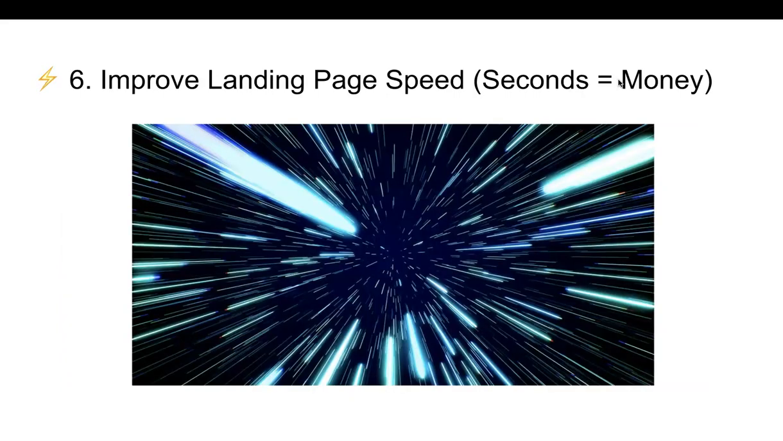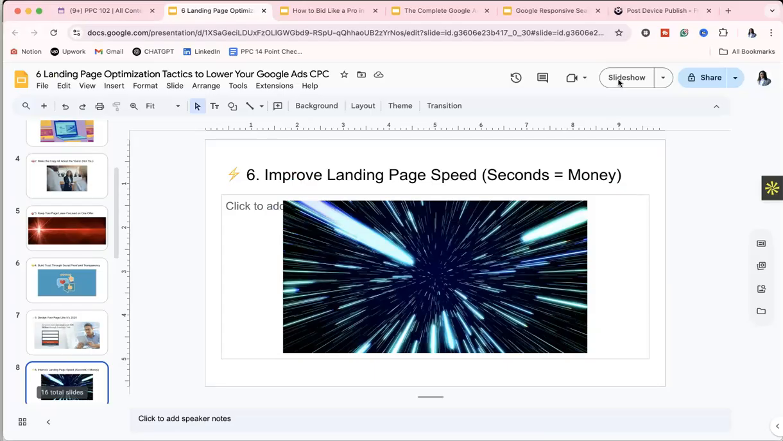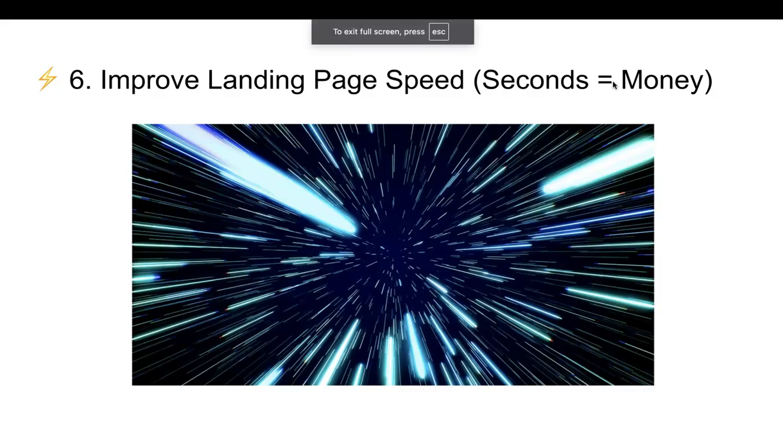All right. Number 6, you want to improve your landing page speed, because seconds equal money. So speed is the performance killer. According to Google, over 50% of mobile users leave the site. So your landing page should take no more than 3 seconds to load. Okay? If it loads any slower or any longer than 3 seconds, people, number 1, they're more likely to leave your page quickly, and they're more likely to not trust you.